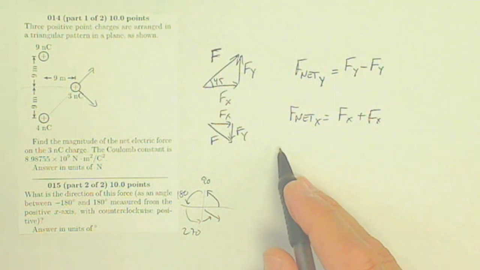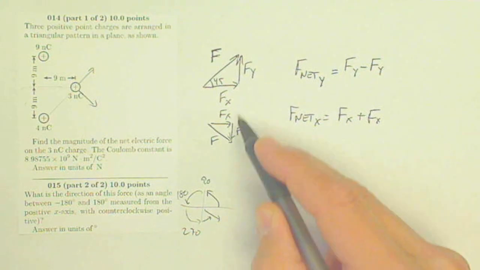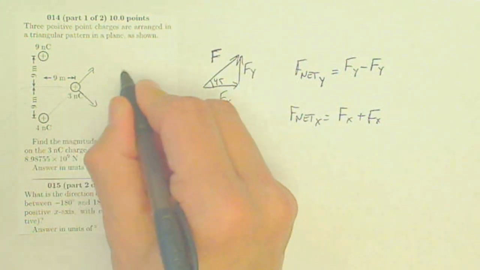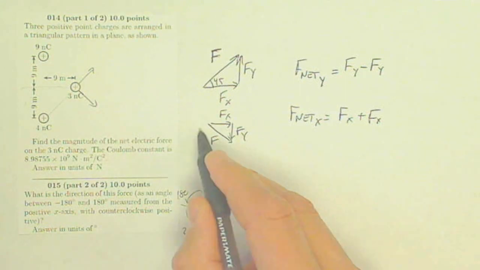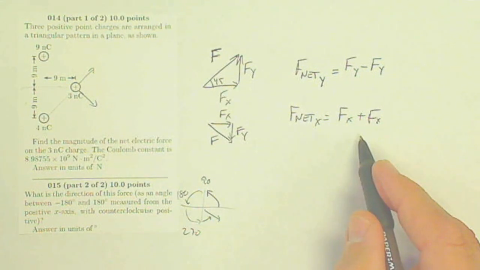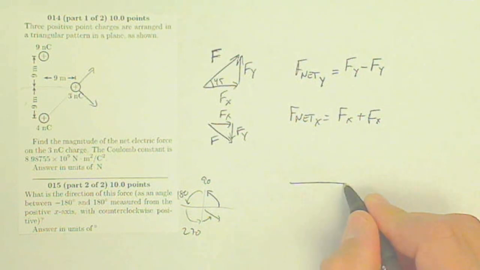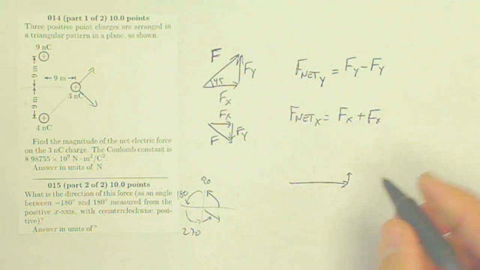Now, the only thing I need to know is, is this one bigger than this one, or is this one bigger than this one? So is my net force going to be pointing a little bit above the axis or a little bit below the axis? Because my x's are both pointing to the right. So once you get those, then you're going to have, let's say you had a net x this way and a little positive net y that way.